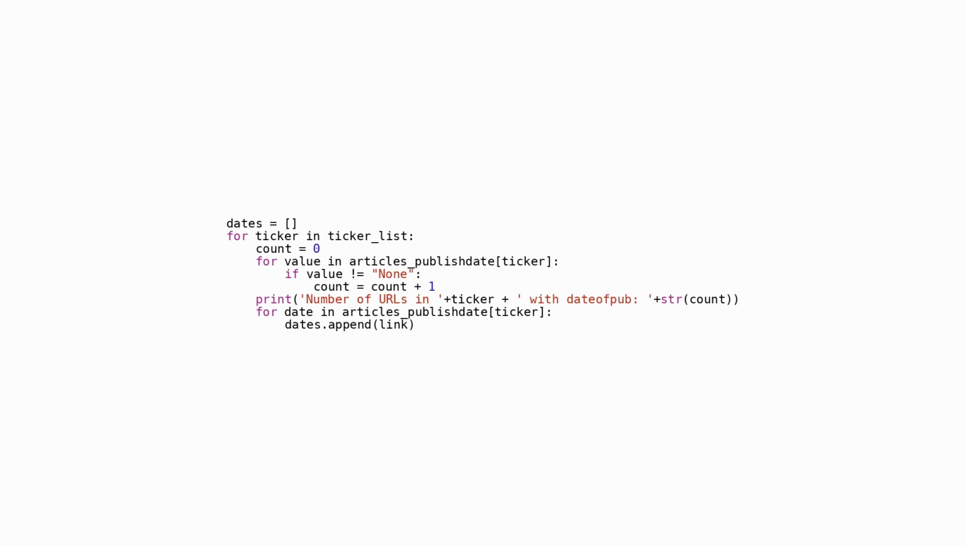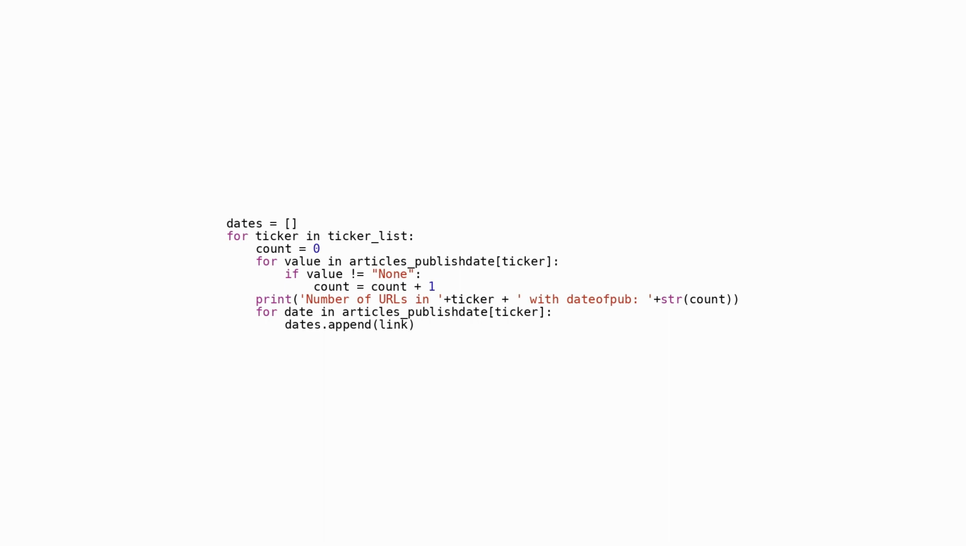Lastly, there seems to be a bug: the code appends links to the list of dates, which isn't correct. The variable was likely intended to add a date or link from articles publish date. Due to the insufficient definition of links in the code snippet, this part may not function correctly. Using this code, you will be able to identify and count the number of publication dates associated with each stock ticker in ticker list.